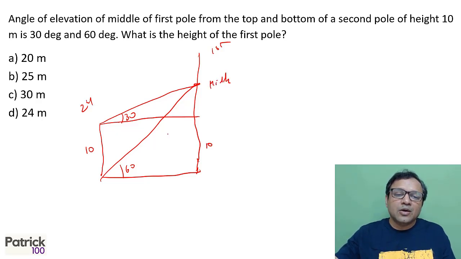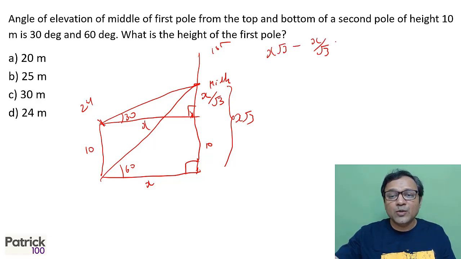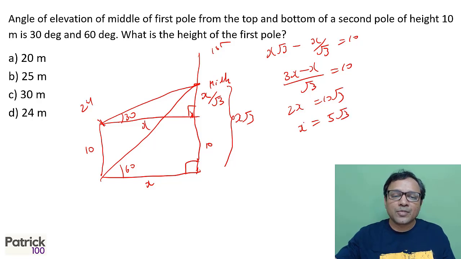So this is 10. Let us take this common length in both triangles as x. Both are 30, 60, 90 triangles. So the length of this will be x upon root 3, and the whole length will be x root 3. Again a 30, 60, 90 triangle. So the 10 that we get is nothing but x root 3 minus x upon root 3 equals 10. Solving, you get (3x minus x) upon root 3 equal to 10, or 2x equal to 10 root 3, so x equals 5 root 3.